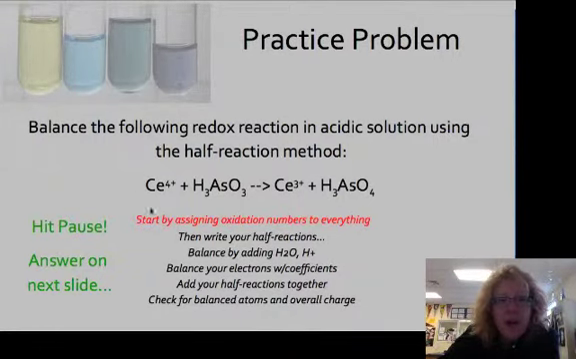The one that I've got for you here is a cerium atom, 4 plus to 3 plus, and this is arsenic acid. How's that for a crazy name? H3AsO3, and arsenous acid, H3AsO4. So it's kind of transferring between the two of them.